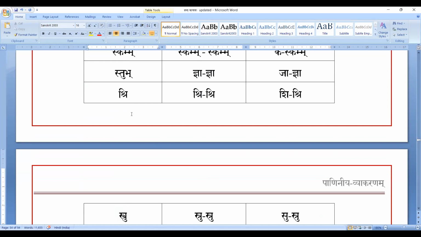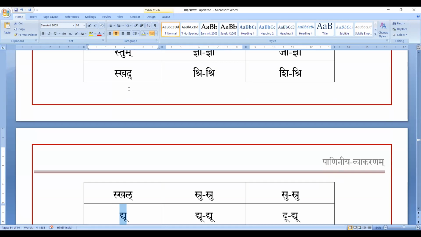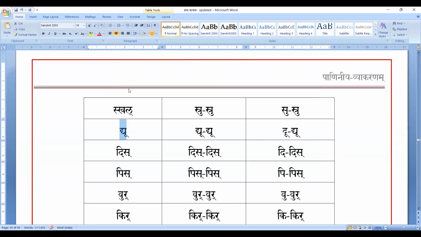I will type the form later. Stub will become tustub. Skad will become Kaskad. Skal, Kaskal. Then stull, Kastal. Spash, Kaspash. Skand, Kaskand.